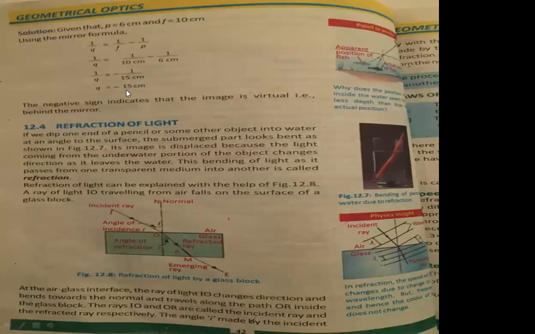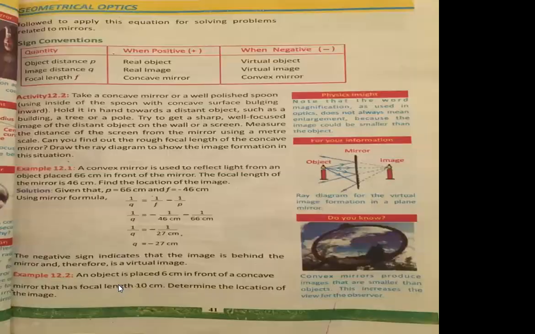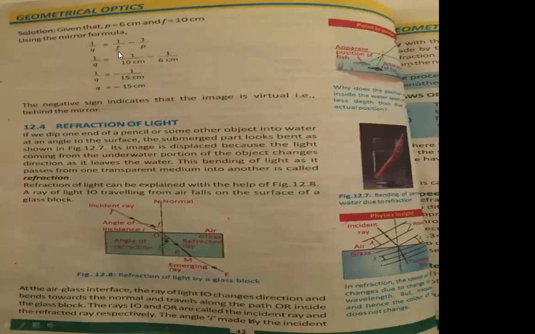I will use the same formula as I told you. This formula we use: 1 over F is equal to 1 over P plus 1 over Q. But since we want to find Q, I separate it out: 1 over Q is equal to 1 over F minus 1 over P. Just arrange it and put in the values. F is 10 centimeters and P is 6 centimeters. If you take the LCM, it will come to minus 1 over 15 centimeters. Here Q is coming with a minus sign. So whenever the minus sign comes, it means the image will be virtual and behind the mirror.